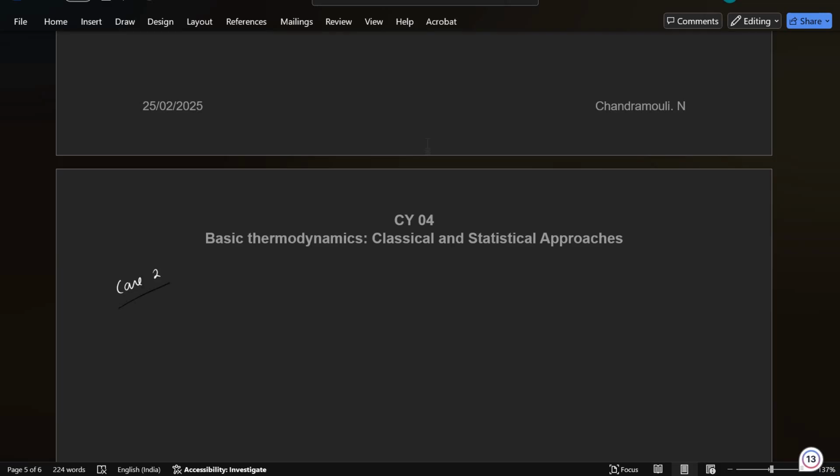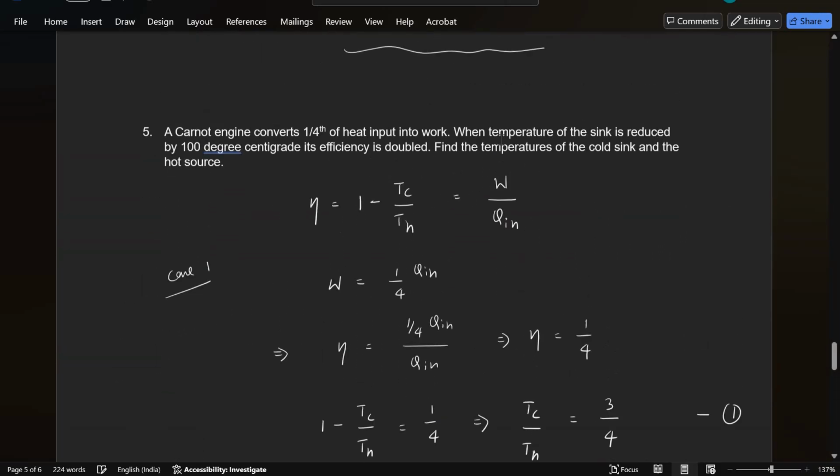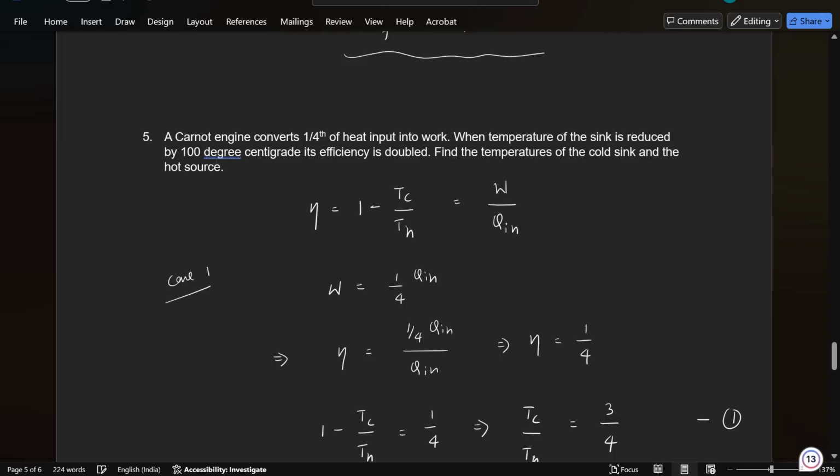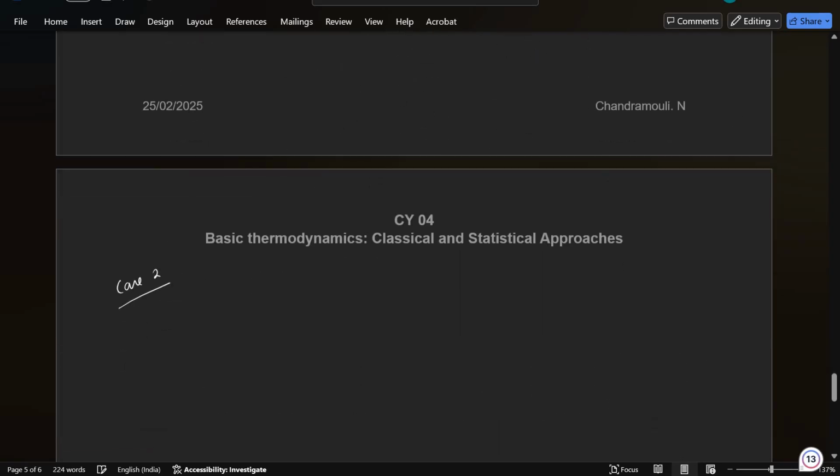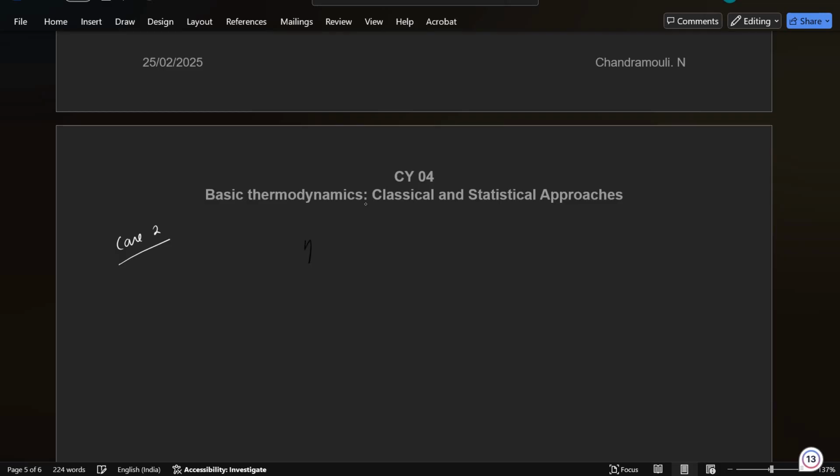Case 2. Now what are they telling? They're telling that when the temperature of the sink is reduced by 100 degrees centigrade, its efficiency is doubled. So basically, now the new eta dash is equal to double, 2 eta. And the sink temperature is decreased by 100 degrees centigrade, but the hot temperature still remains the same.